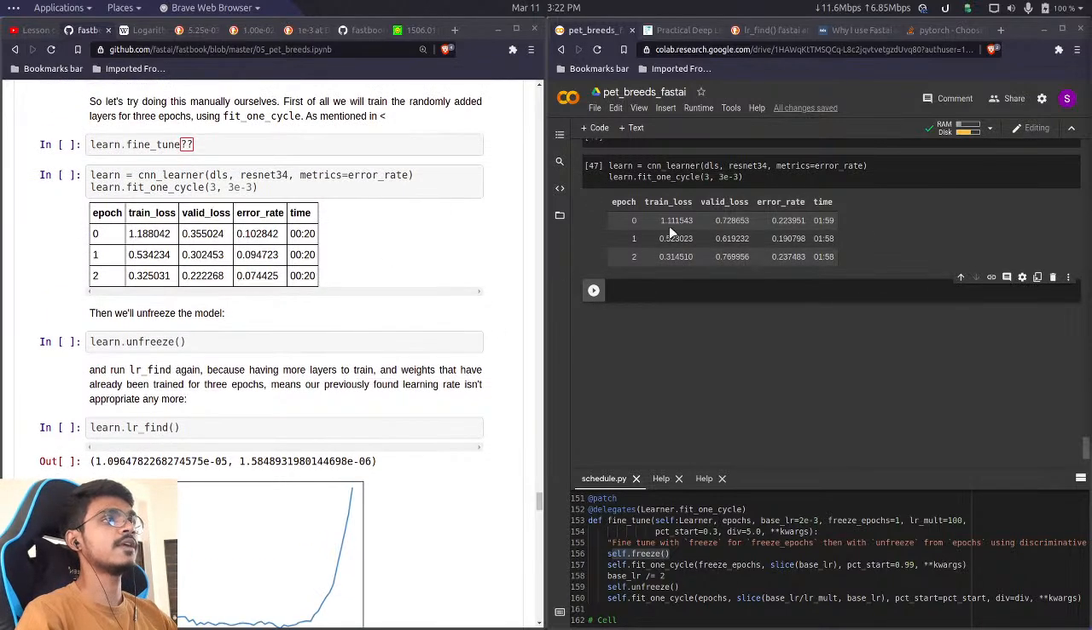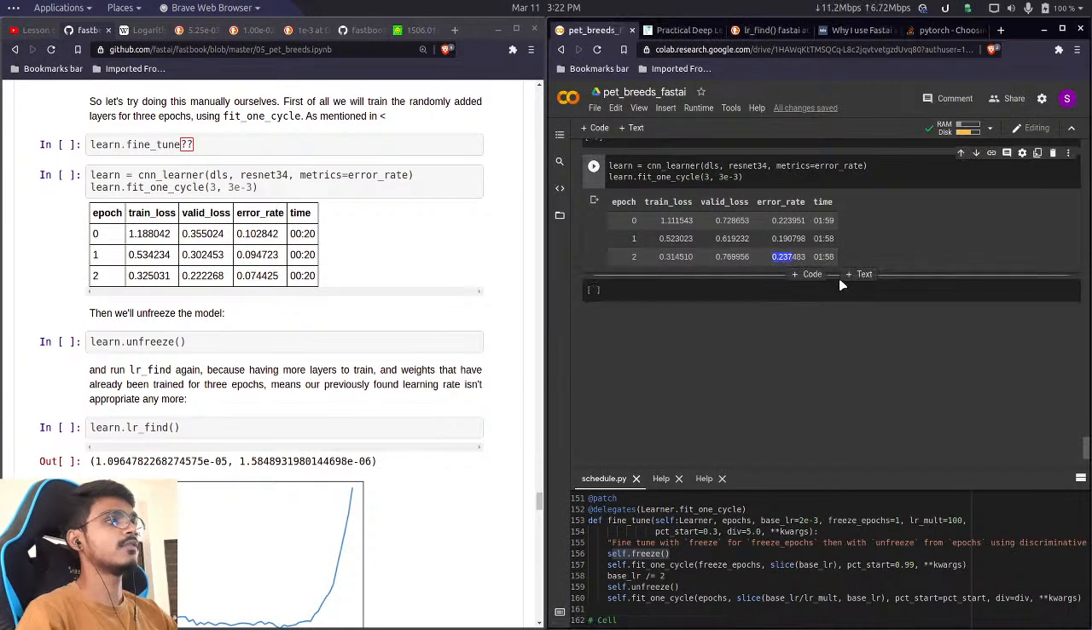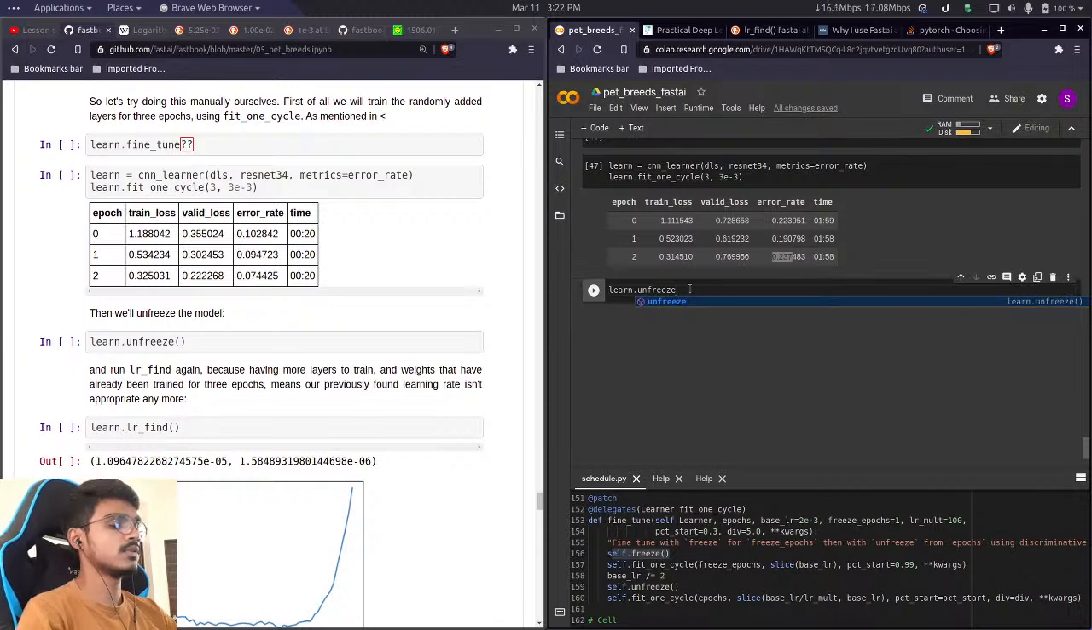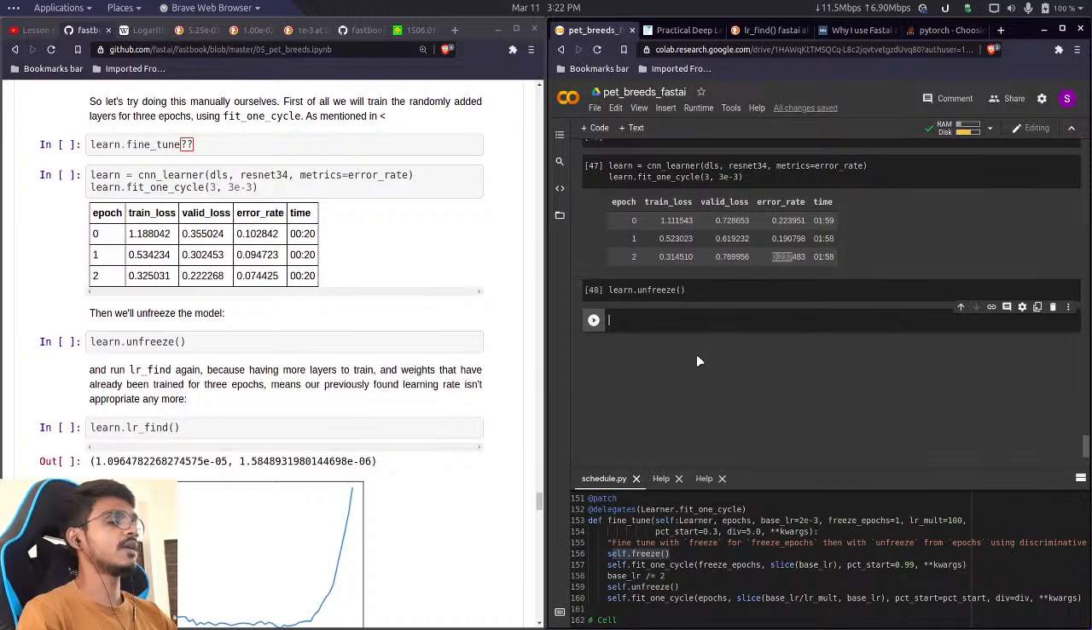The model has been trained, but this is giving us a 0.23 error rate. Still not there yet. Call the unfreeze method now and unfreeze the pre-trained layers. And now we have to find the learning rate.